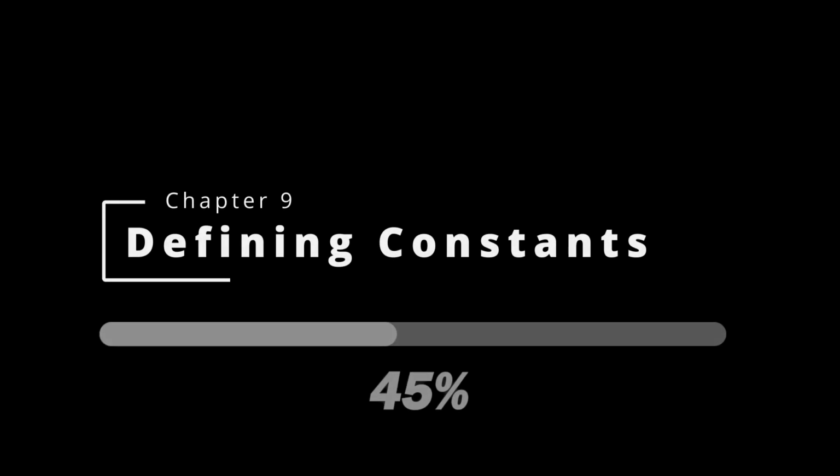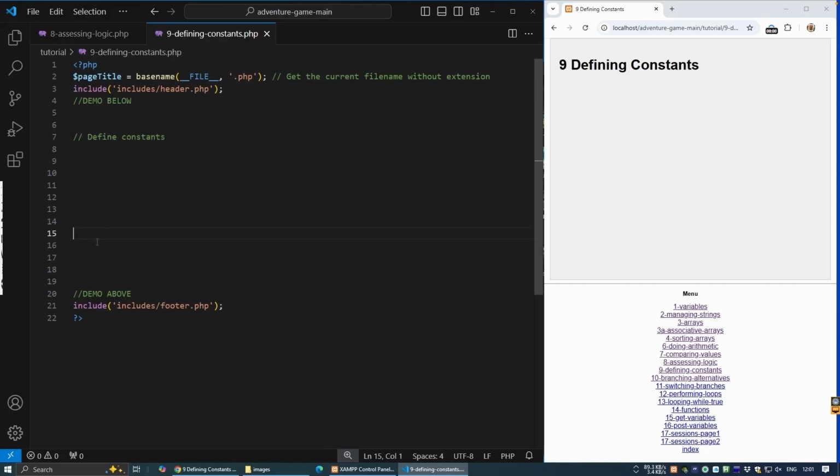Defining constants. In any adventure, there are rules and constants that don't change. For instance, setting a maximum health value for our player or an inventory limit. In PHP, we define constants using the define function. Here's how we set them up for our game.